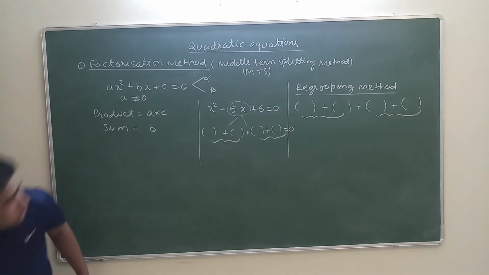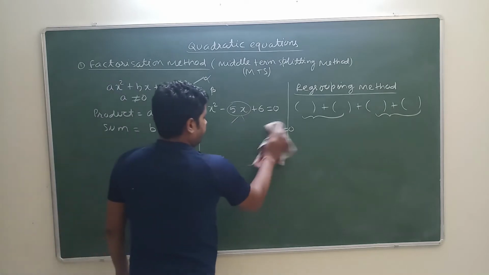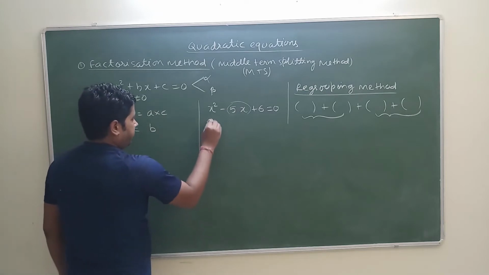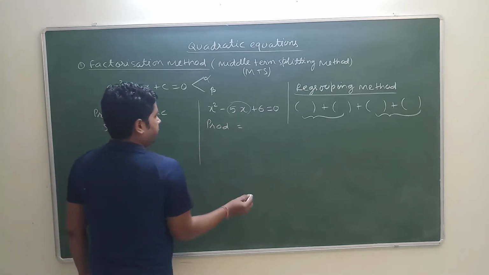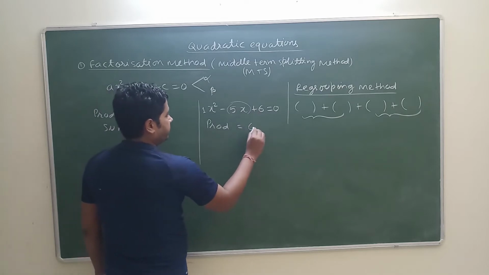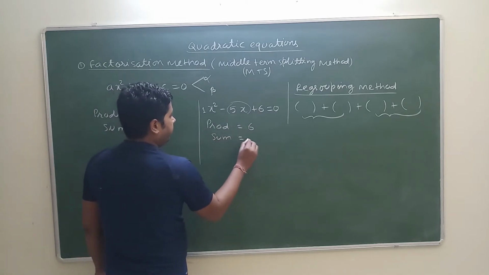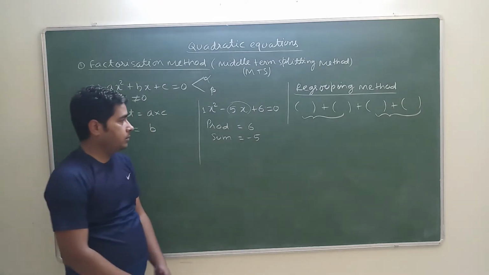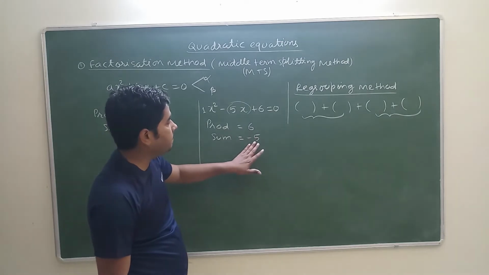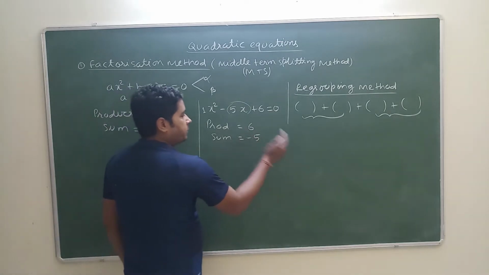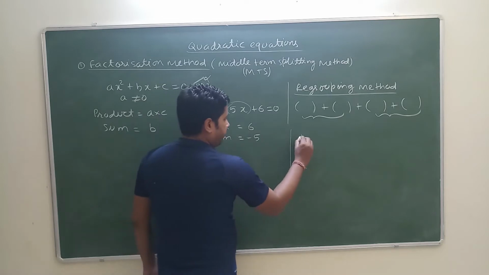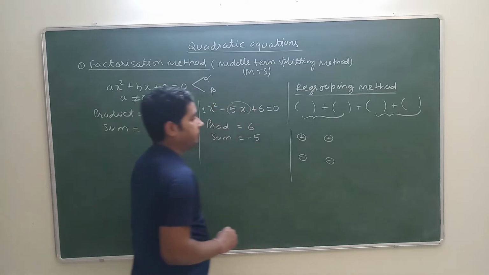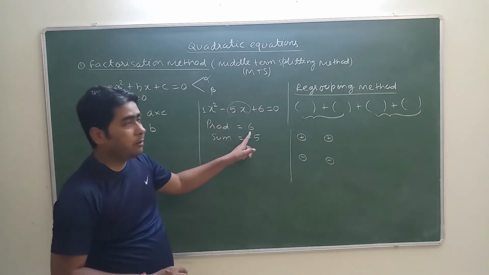Okay? So in this situation, let's check what the product and the sum are. The product will be 1 multiplied by 6, which is 6, and the sum will be the value of B directly, so it is minus 5. Now we have to think about 2 numbers which have product plus 6 and sum minus 5. Since the product is positive, both numbers must be positive or they must both be negative, because then only the product will be positive.